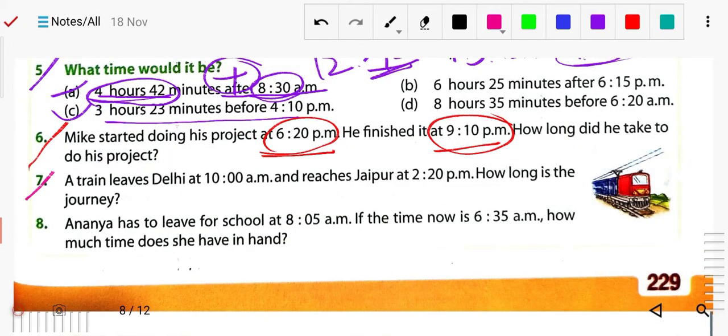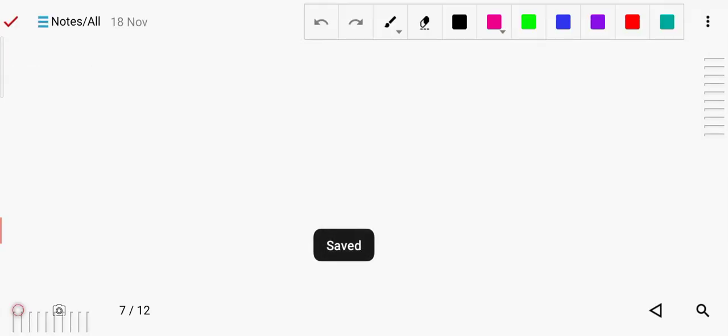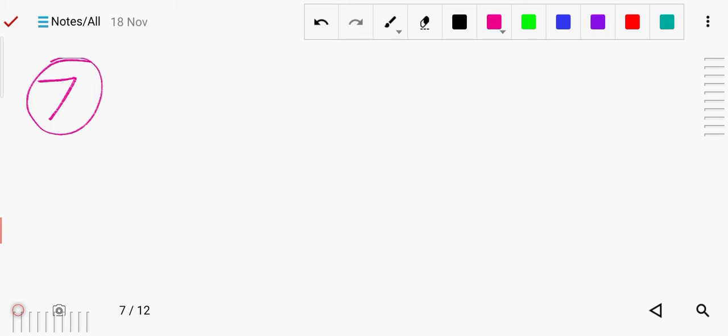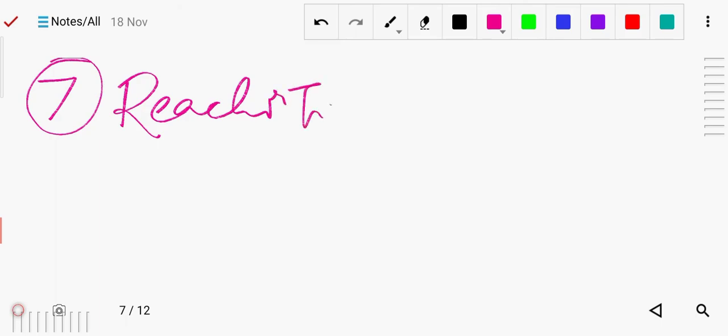Number 7, a train leaves Delhi at 10 a.m. and reaches Jaipur at 2:20 p.m. How long is this travel? So again the same thing. This is the reaching time and this is the starting time. Okay, so you have to get the difference. So you can do this the same way. Again you can write, this is your reaching time and starting time.